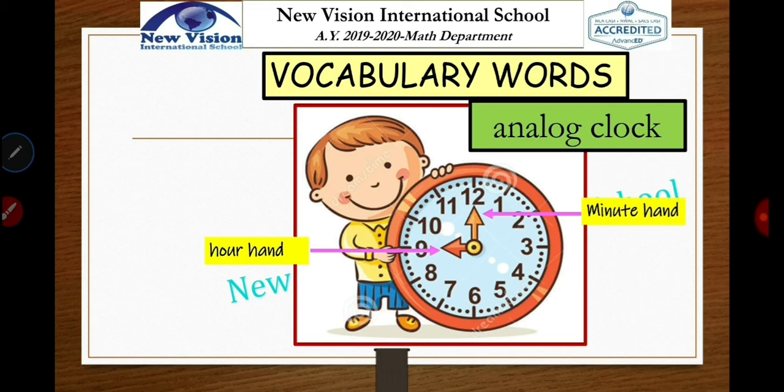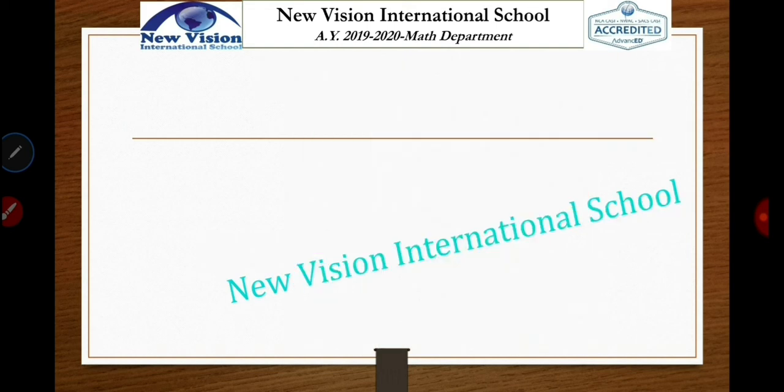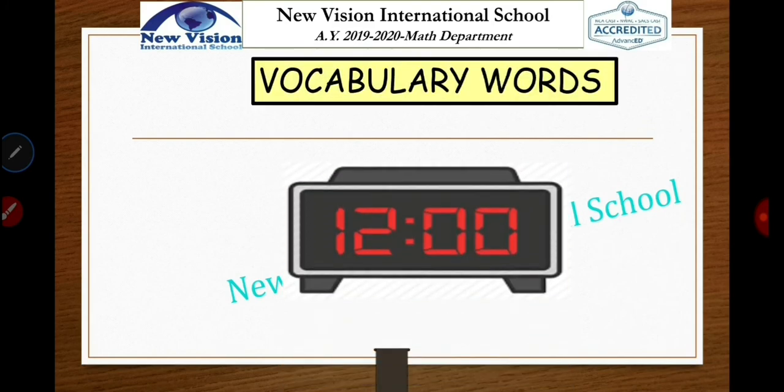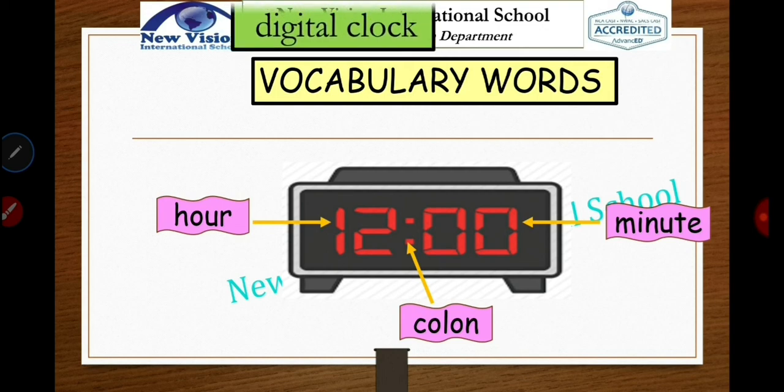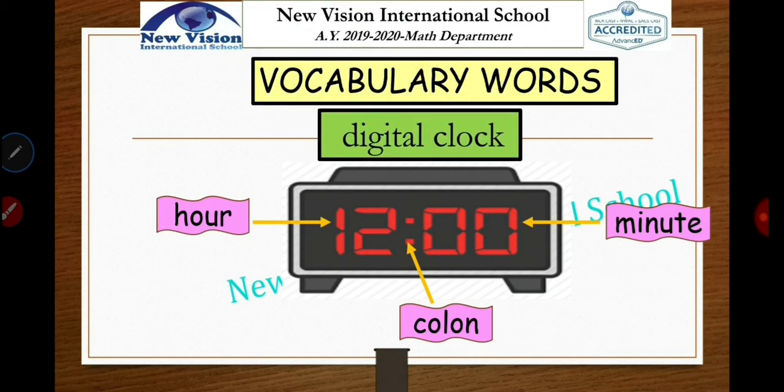Good job. Is there any analog clock around you? Good, okay. Next, we have this clock. We have the first numbers, and that's what we call the hour. And the 00, which is the minute. And this symbol, which is what we call the colon. So this is the digital clock.